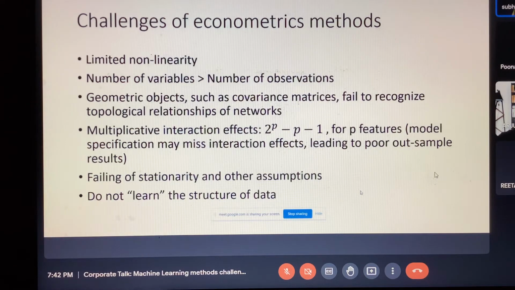Typically your regression model is additive. When you have multiplicative interaction effects and all those things, those are not really modeled well because we miss them out.